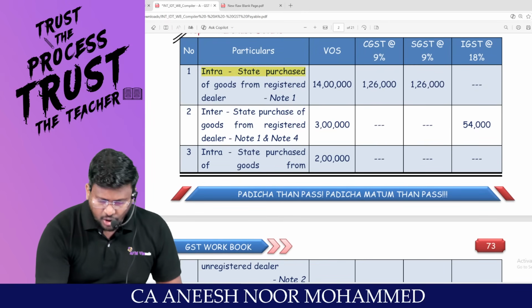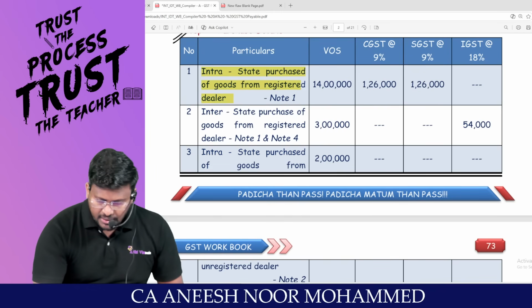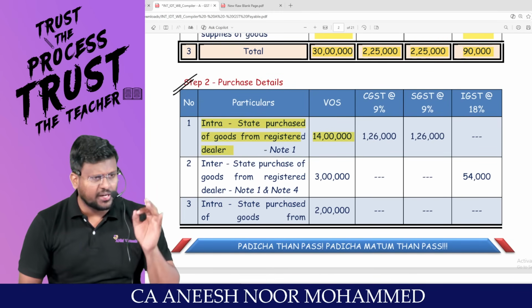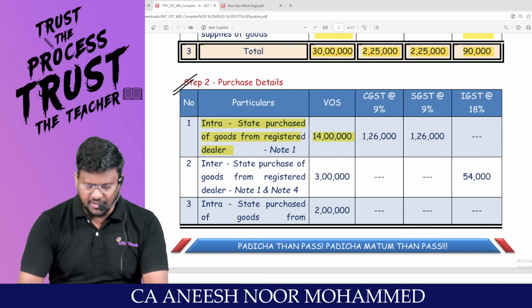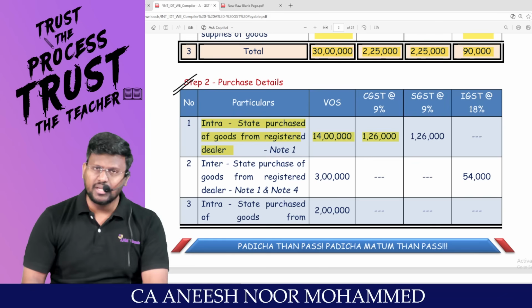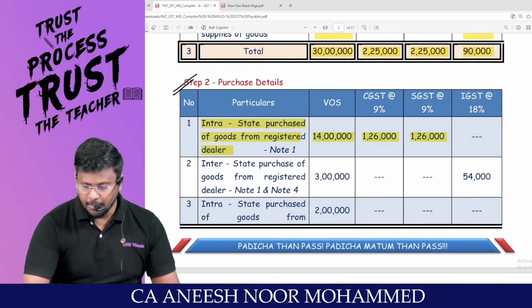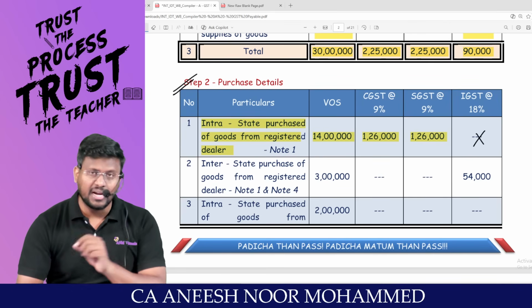Intra-state purchase of goods from a registered dealer. How much value? 14 lakh. At the time of purchases, we would have paid CGST at the rate of 9%. So my dear lovable students, 14 lakhs into 9% comes to 1,26,000. The same 1,26,000 we would have paid as SGST. But no IGST would have been paid because purchases are intra-state purchases.